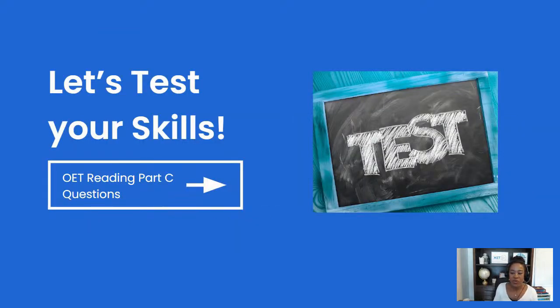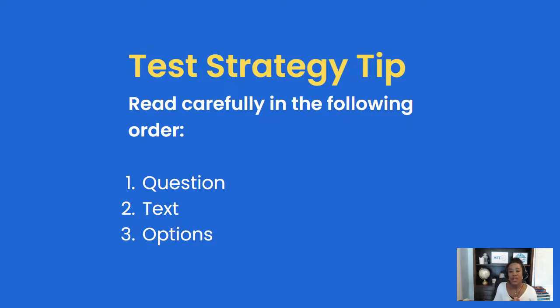Okay, so we're going to move on now to have a look at specific reading part C questions that relate to sample test 5 that we've been looking at in the past few slides. Okay, so what I'm going to suggest as a test strategy for reading part C is this. Read carefully, first of all. But as you're reading, follow a set process.